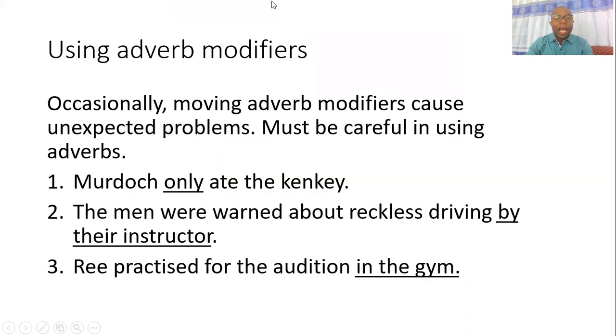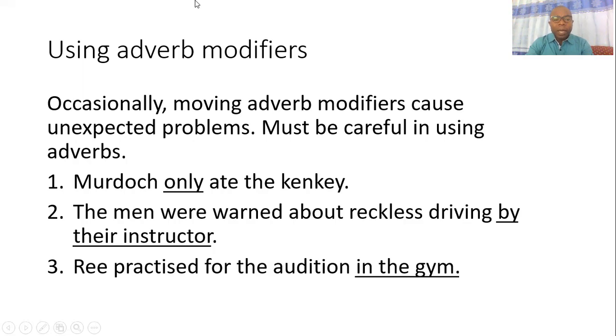Then we come to using adverb modifiers. There could be problems in this one. Occasionally, moving adverb modifiers cause unexpected problems because we must be careful in using adverbs. It means that adverbs are able to move. They can be at the beginning of a sentence, in the middle, or at the end. But if we are not careful, we could use them wrongly because they may be close to something they are not supposed to be close to, and they may end up modifying that, bringing confusion or unexpected results or constructions. So let's look at this one.